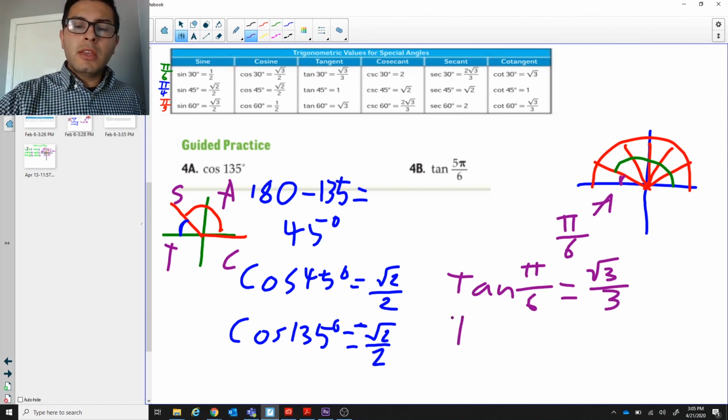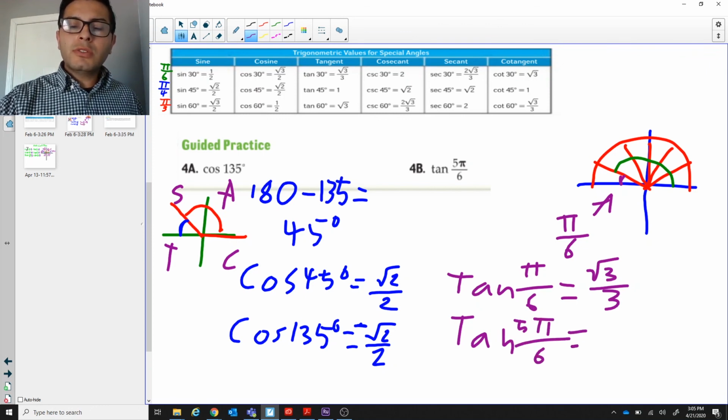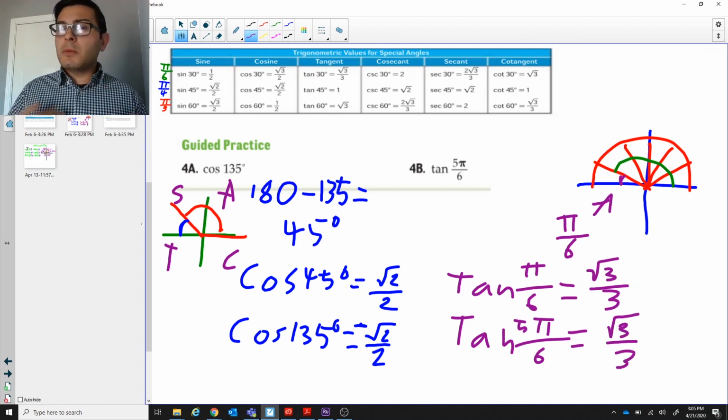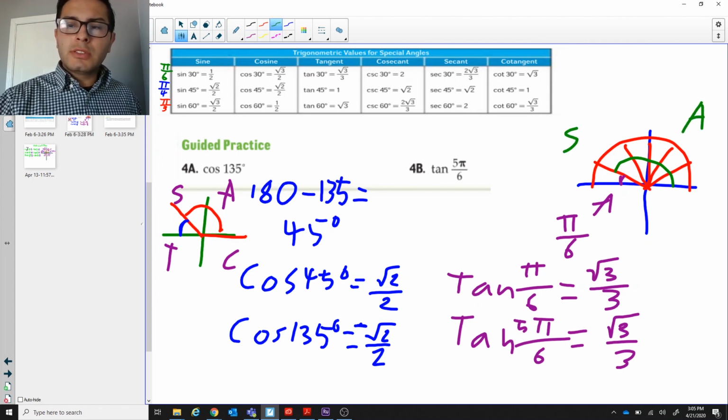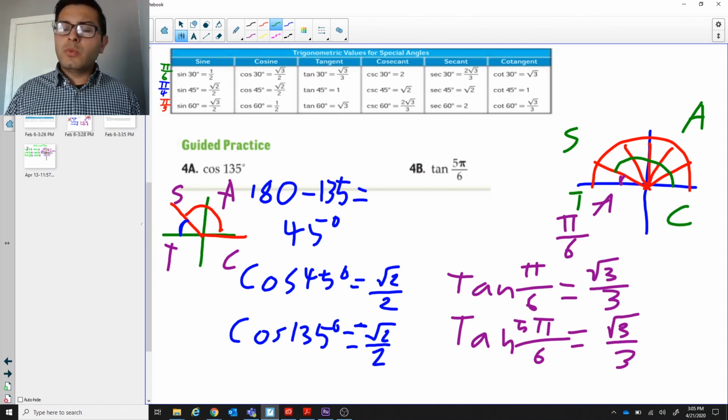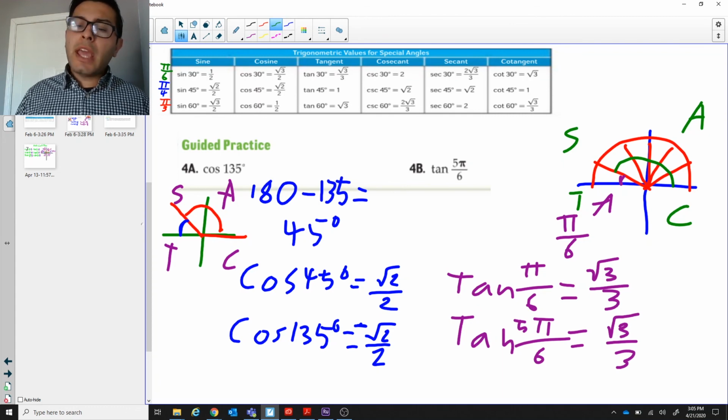That also tells me that my tangent of 5 pi over 6 is also going to equal square root of 3 over 3. The only question is, is it positive or negative? So I'm going to go ahead and write down "All Students Take Calculus" and find out what is positive in the quadrant that my terminal side is in. Well, I can see that my terminal side is in the second quadrant, where only sine and cosecant are positive, which means that tangent is going to be negative. So my tangent of 5 pi over 6 will be negative square root of 3 over 3.